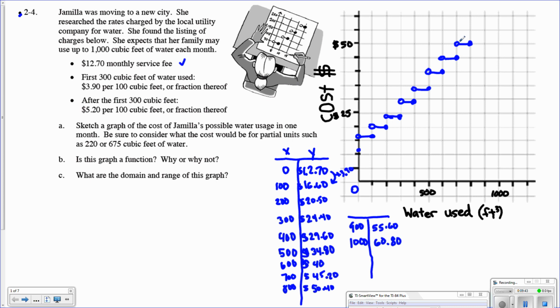And then going up from 800 to 900 is going to cost them $55.60. And then the last one would be $60.80, all the way up to 1,000 cubic feet. So we've sketched our graph there. It says, is this graph a function? Why or why not? And I think it's safe to say that yes, this is a function.